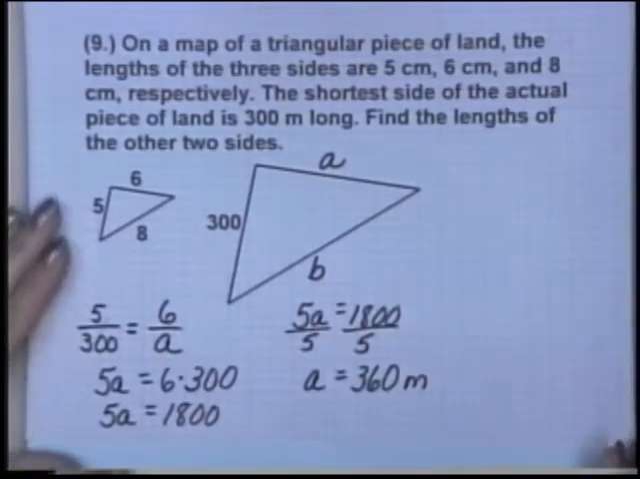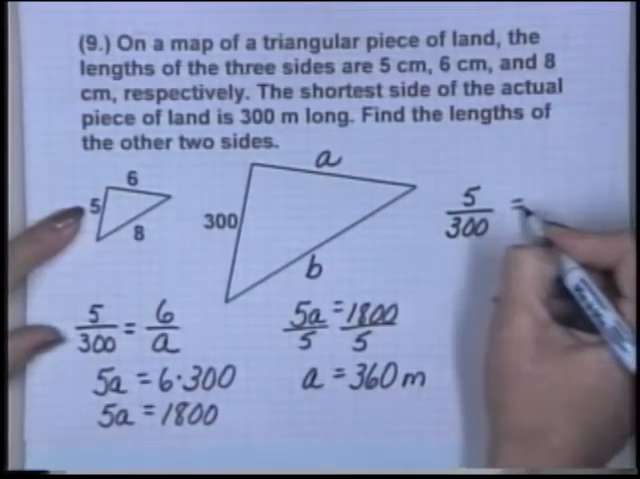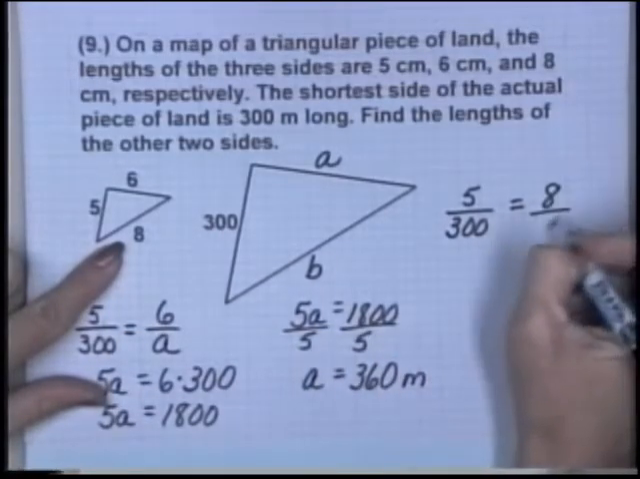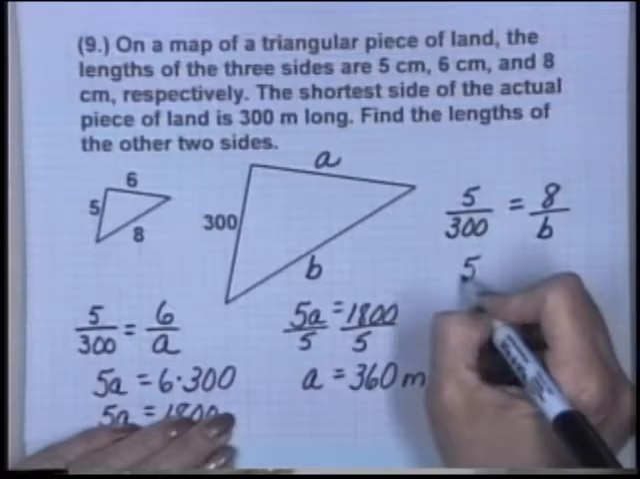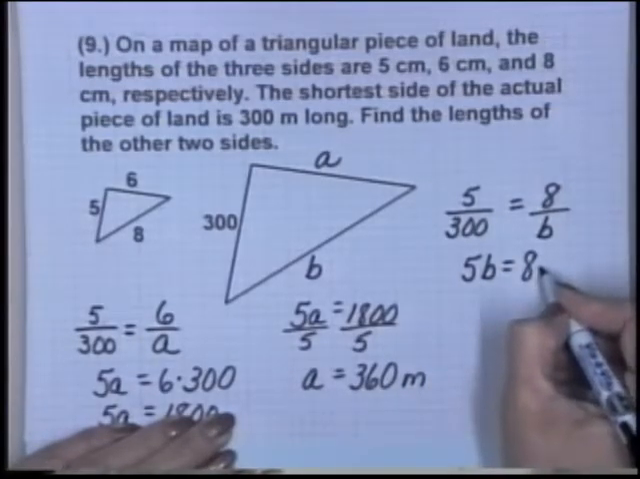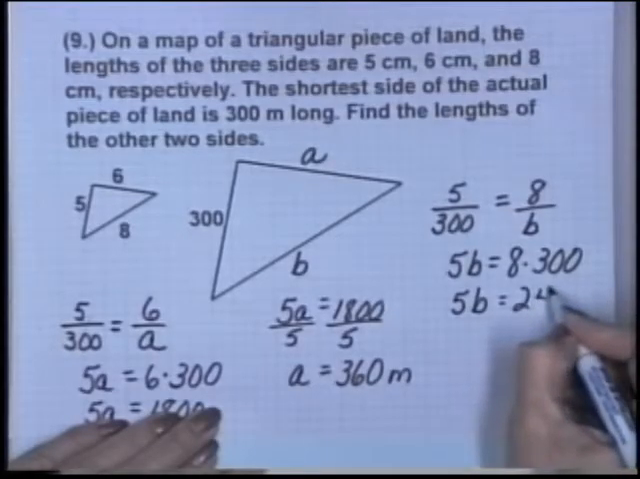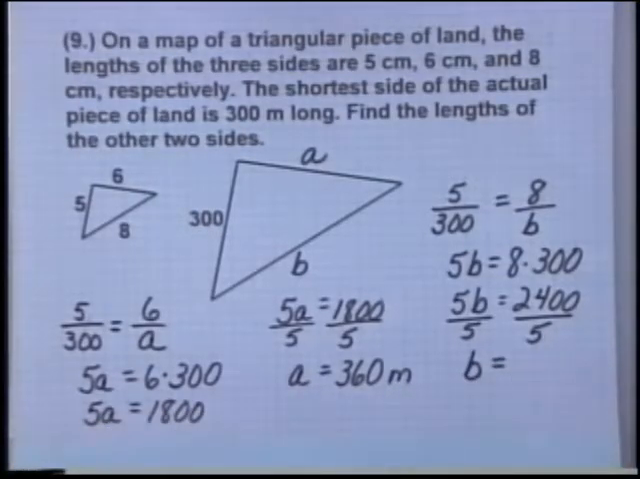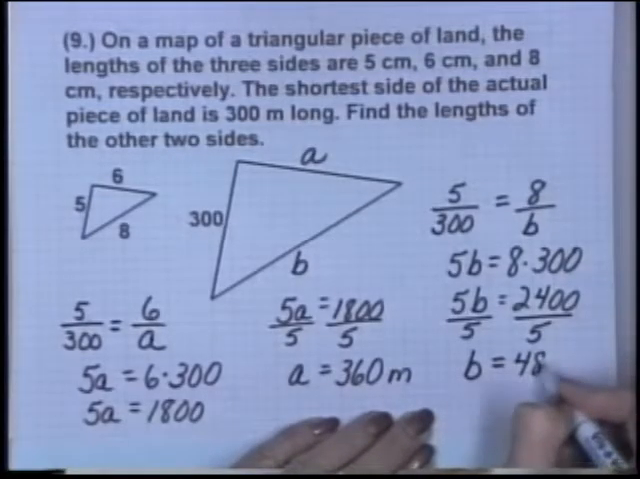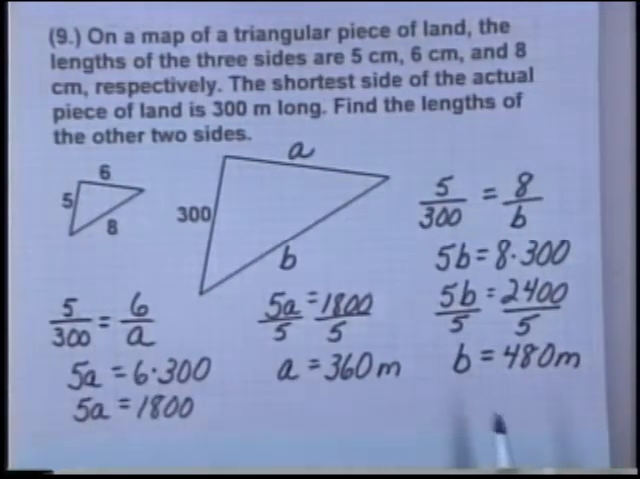For side B, let's set up a different proportion. We will use 5 is to 300 as 8 is to B, because 8 and B would be corresponding sides. We will cross multiply. 5 times B is 5B, and on the other side we will have 8 times 300, which is 2400. We'll divide both sides by 5, and when we divide 5 into 2400, we get B equals 480 meters. So we've found that the other two sides are 360 meters and 480 meters.